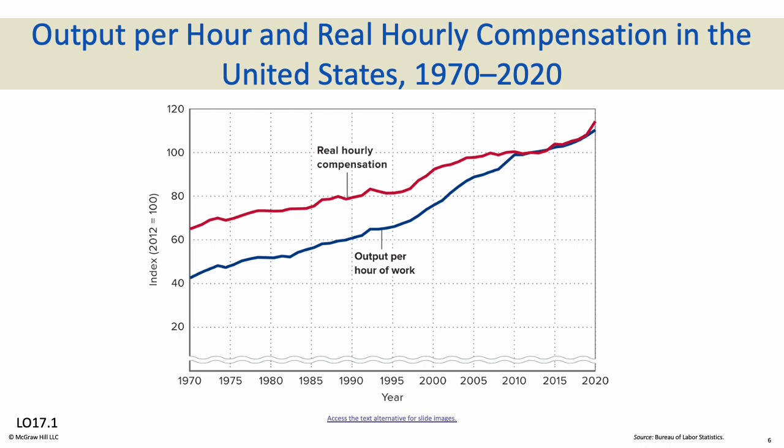So output per hour and real hourly compensation in the U.S. As we look from 1970 to now, hourly compensation was quite a bit outstripping output per hour. Output per hour, however, has gone up, and hourly compensation, while it's gone up, is now no longer outstripping it. They're very close together, and that's this portion right here. You could make some arguments to this. You can make arguments that hourly pay has not kept up with the times, even though it's gone up in a real sense, it hasn't.